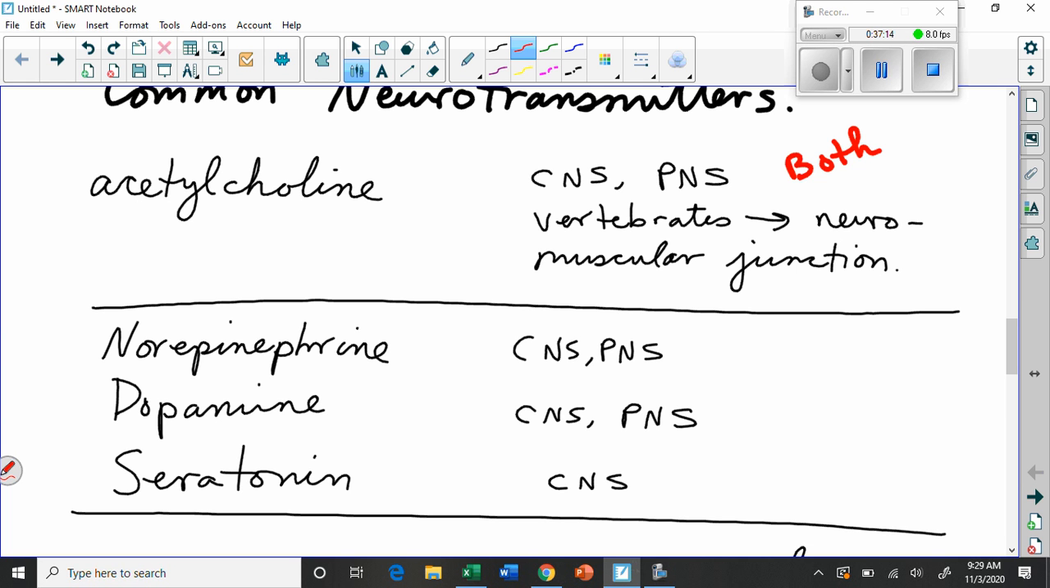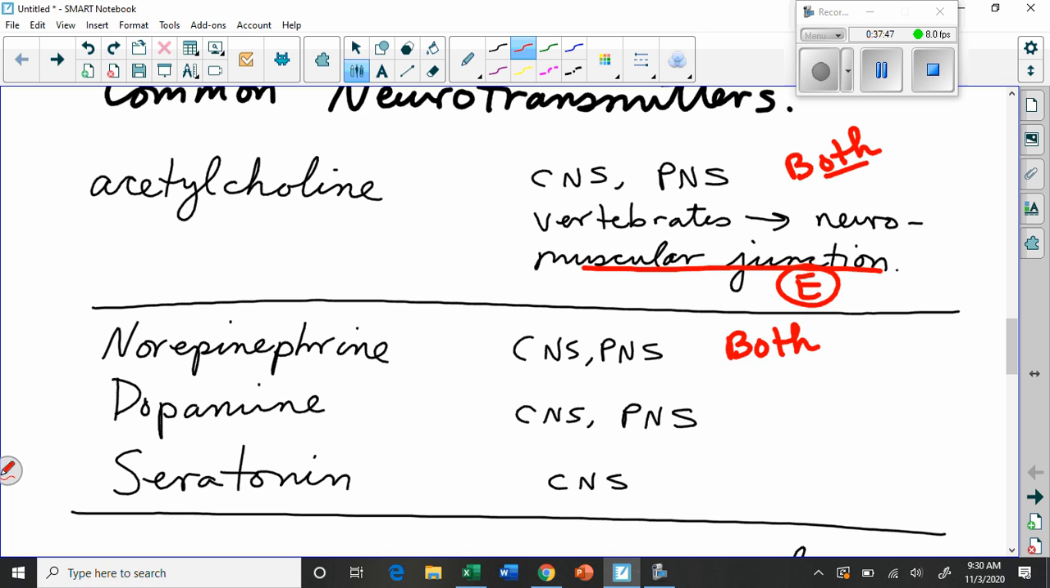Typically, though, when it's a neuromuscular junction, it's excitatory. If it's a junction with something else, it can be inhibitory, but acetylcholine is often an excitatory neurotransmitter that stimulates muscle action. Okay? Norepinephrine is both, depending on what it's connected to and where it's coming from.